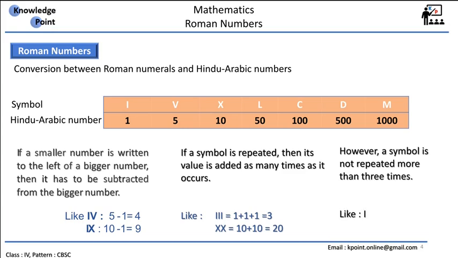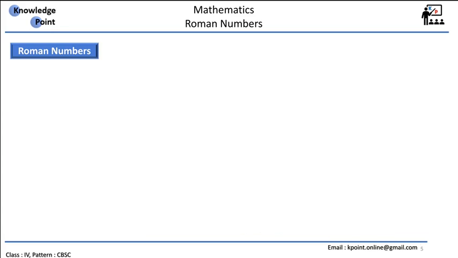However, a symbol is not repeated more than 3 times. We cannot write I 4 times. How to write 4, we have studied in the first example. So we cannot write like this 4. This is very important. Any symbol cannot be repeated more than 3 times. This is a very important rule. Now let's move.